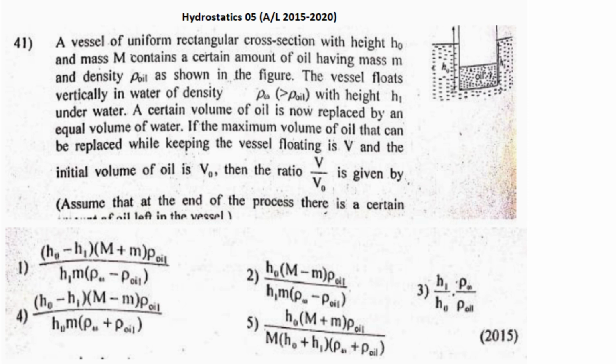A certain volume of oil is now replaced by an equal volume of water. If the maximum volume of oil that can be replaced while keeping the vessel floating is V and the initial volume of oil is V0, then the ratio V over V0 is given by. Assume that at the end of the process there is a certain amount of oil left in the vessel.